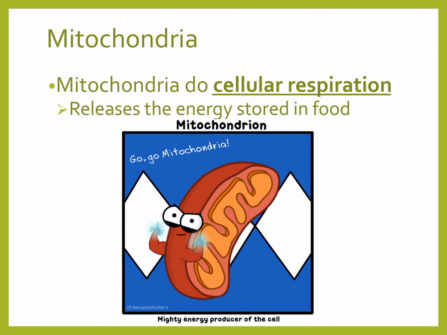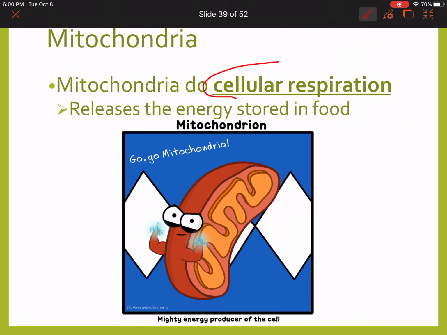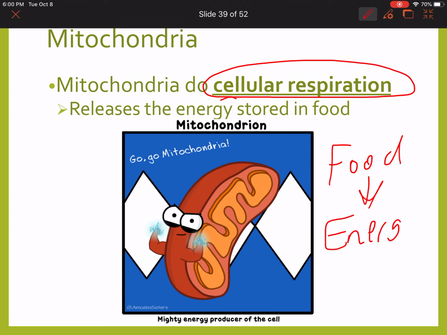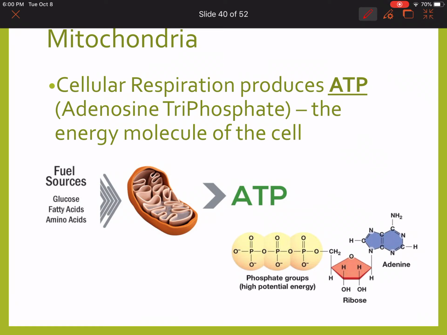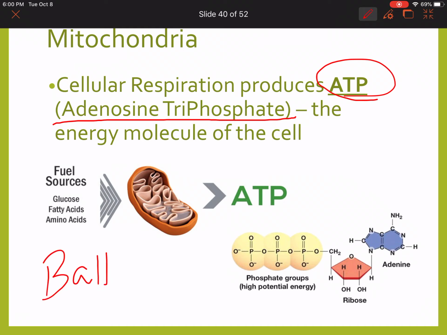Second organelle is the mitochondria. The mitochondria does cellular respiration. Very, very, very important reaction. Cellular respiration, think of it as food being turned into energy. Specifically an energy called ATP. ATP is the energy molecule produced by the mitochondria. ATP stands for adenosine triphosphate. Again, you don't need to know that. You need to know ATP. Think of it like a battery. It is the energy of the cell.